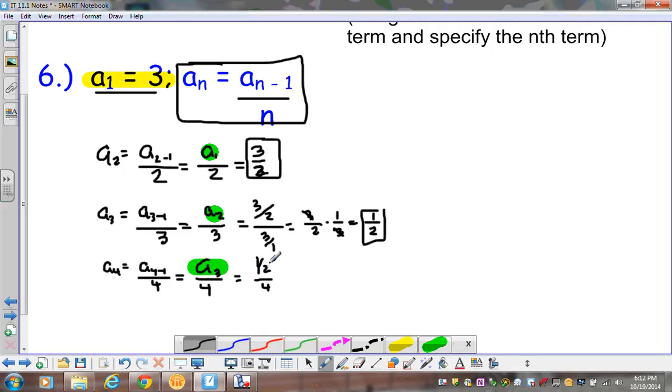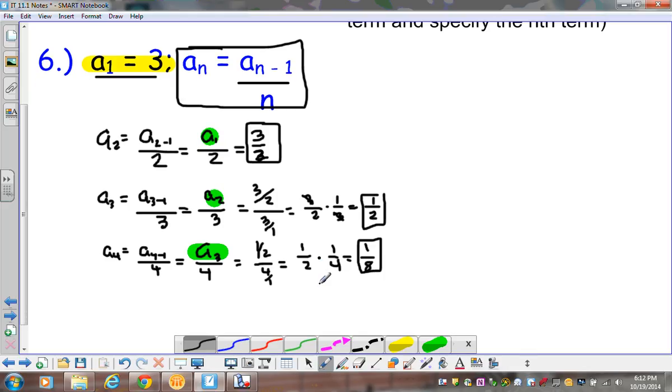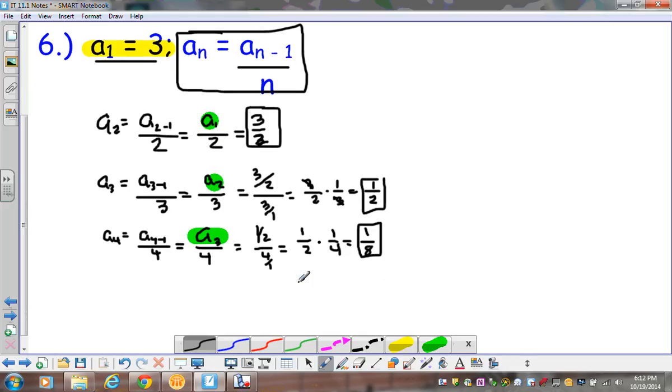Now, once again, I've got a fraction divided by a number. I'm going to make 4 over 1. So instead of dividing by a fraction, I'm going to multiply by the reciprocal. The reciprocal of 4 over 1 is 1/4. So I've got 1/2 times 1/4. Let's multiply straight across. 1 times 1 is 1. 2 times 4 is 8. There you go. So there's my fourth term. It's 1/8.